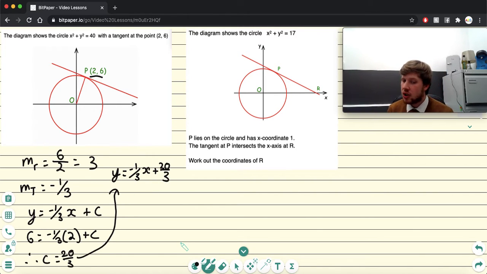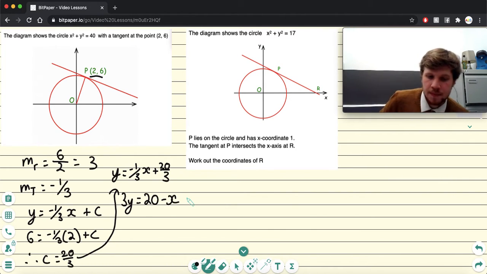This would be great, you could leave it like this. However, sometimes it might want us to have all of our coefficients as constants. So what you'd have to do is multiply everything by 3 to get 3y equals 20 subtract x. And that would be perfectly acceptable.